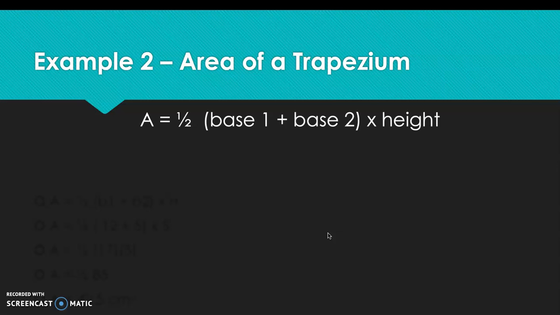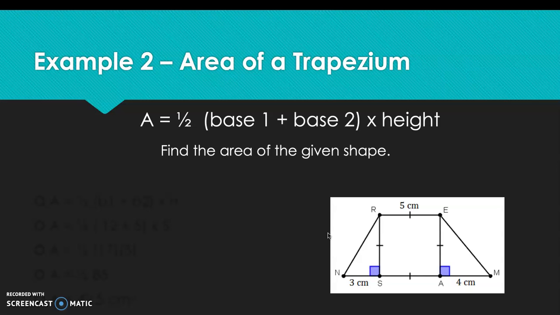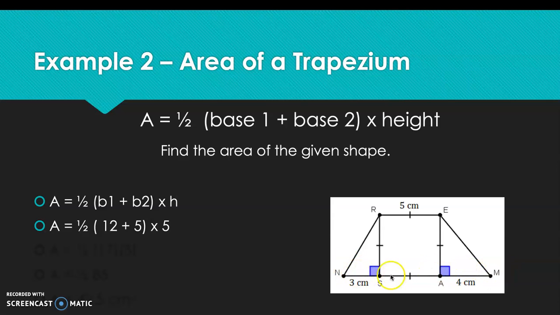Again, I write my formula, and I'm going to find the area of this trapezium. It looks a little different, but we use the same formula. 1/2 base 1 plus base 2 times the height. Substituting into the formula, base 1. Now, how did I get 12? There's a missing segment here, but it tells us that this is a square. These lines mean that they're all equal. All sides are equal. So it's 5 all around.